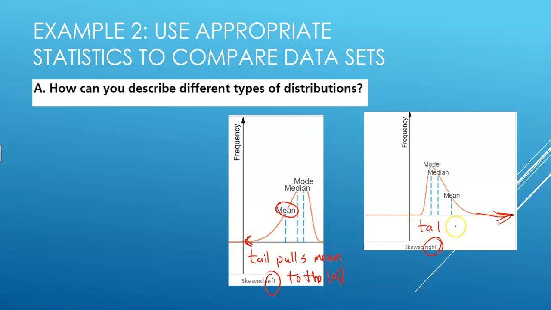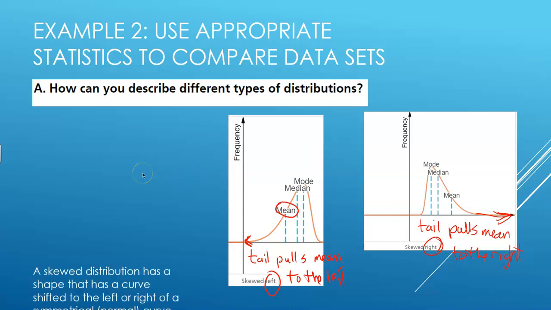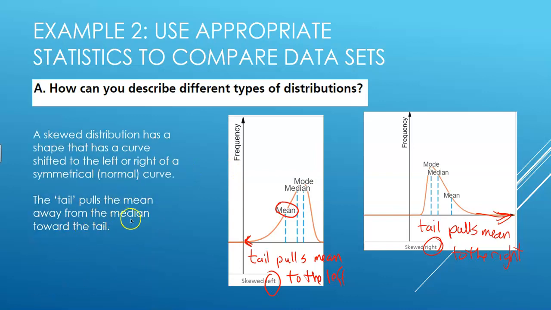Here the tail pulls the mean to the right, so it's right skewed. So the mean would tell us less about the data than the median, because the mean is offset a little bit. So the median would probably give us more useful information. These are skewed. You can read that if you like.